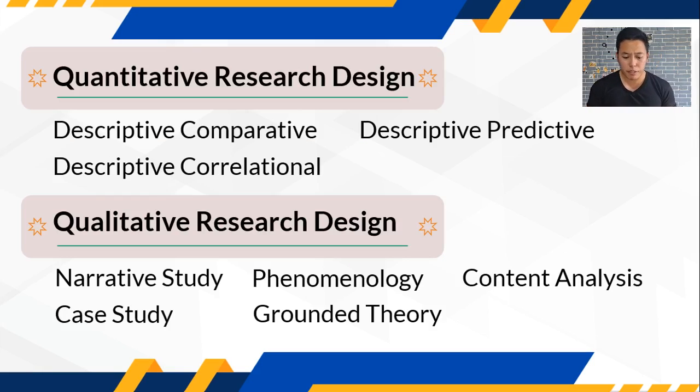We have descriptive comparative, which here if you want to know the difference of variables, it is better to use descriptive comparative since you are going to compare the variables in your research. Next one, we also have descriptive correlational. Here, if you want really to know the relationship of variables, what is the connection of these variables?